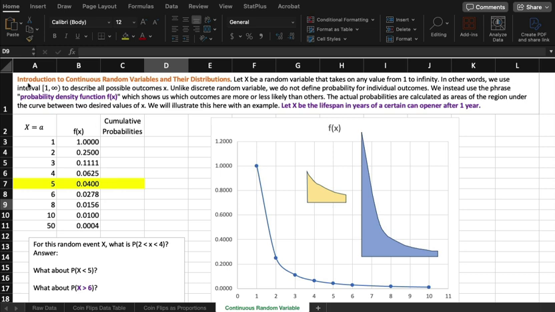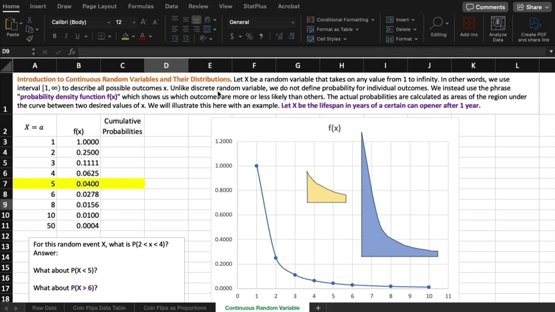In other words, we use interval notation, with a left bracket and a 1, and then a comma, infinity, and then a parenthesis. So that [1, ∞) shows you what the range of values of x is. They can take on any value from 1 to 12 to 500, and that describes all of our possible outcomes, little x, for our random variable capital X.